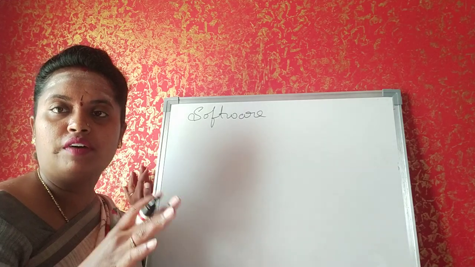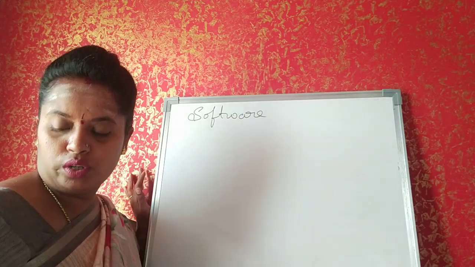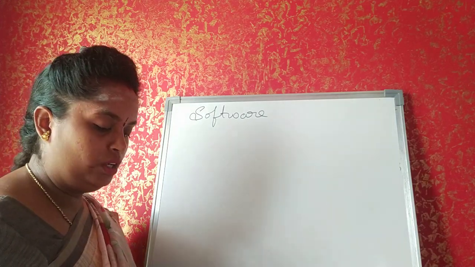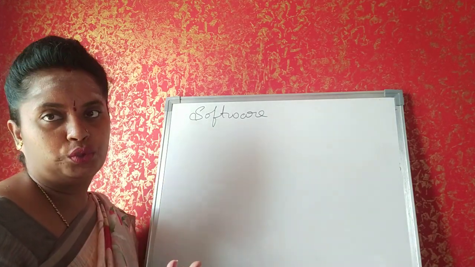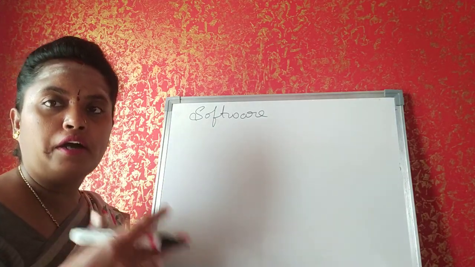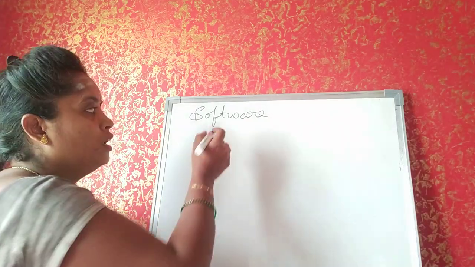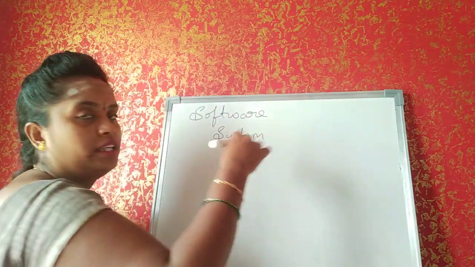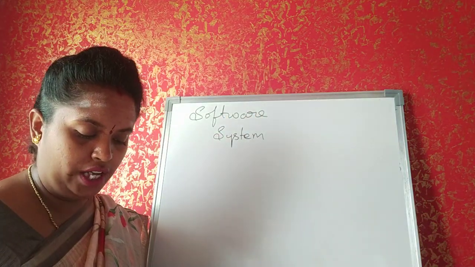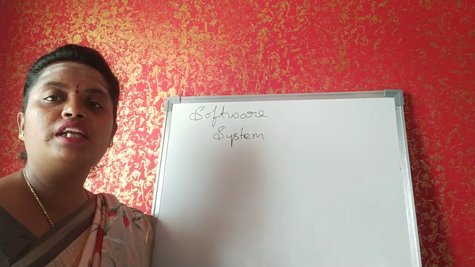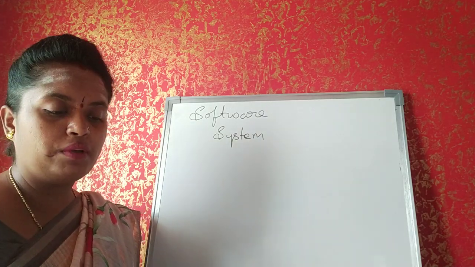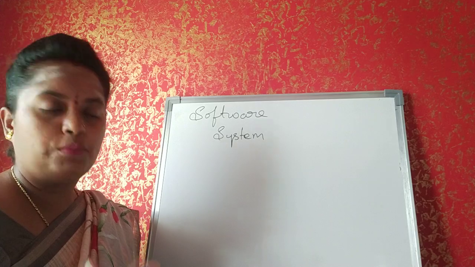A computer software is a collection of computer programs that provides the instruction for the computer on what to do and how to do. In that you have two types. First one is system software and the other one is application software. System software mainly helps the computer to run properly.